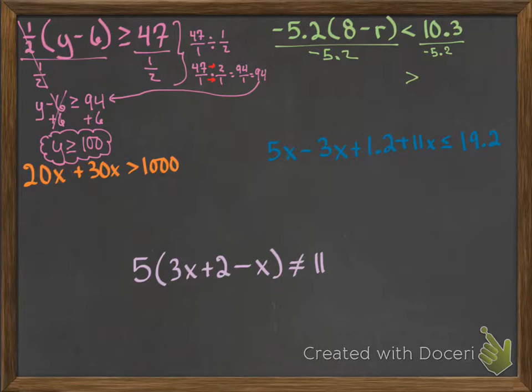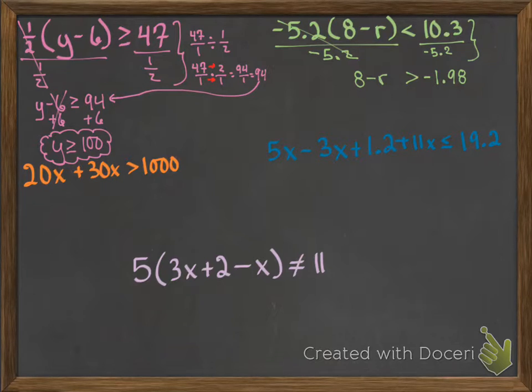And now let's work through the math. Those 5.2's cancel. I'm left with 8 minus r on the left. And now 10.3 divided by negative 5.2 gives me negative 1.98. And I rounded to the nearest hundredth. It keeps going a couple more decimal points. But for what we're doing, it's fine to round to the nearest hundredth. So 8 minus r is greater than negative 1.98.